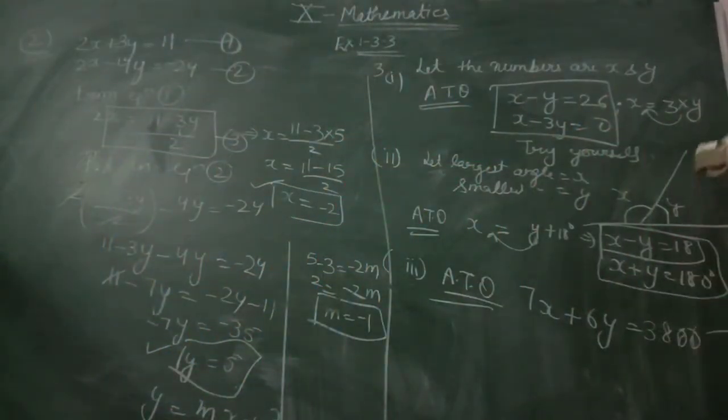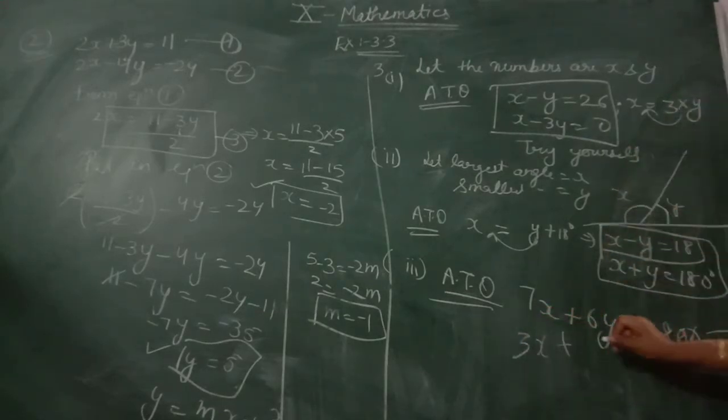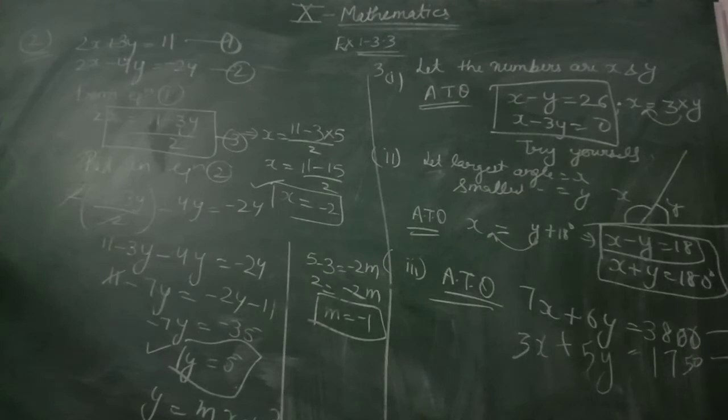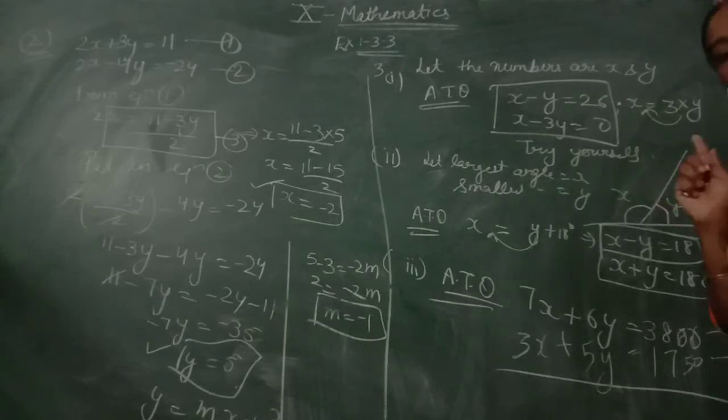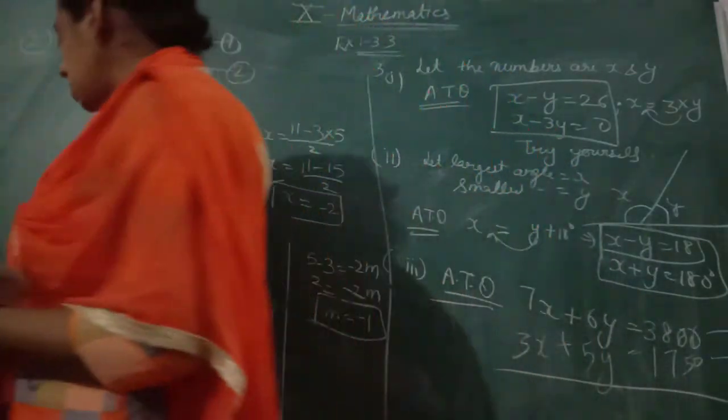And how can you get the second equation? There the cost of 3 bats is 3x, and 5 balls is 5y, and the total cost is given here, 1750. After solving these two equations by the substitution method, you will get the value of x and y, that is the cost of 1 bat and 1 ball. Okay, come to the fourth part. What is the fourth part?